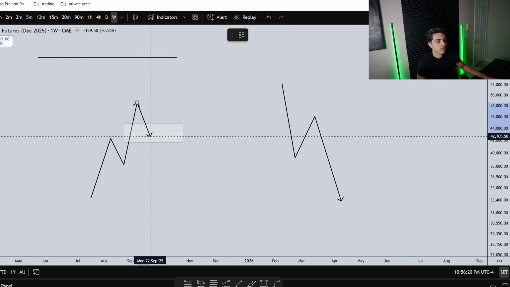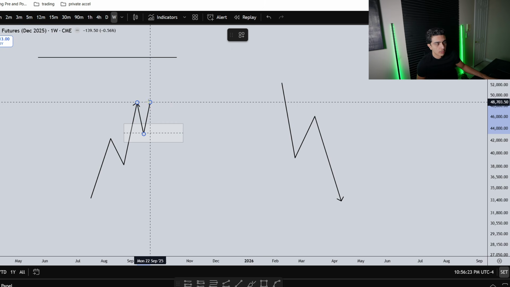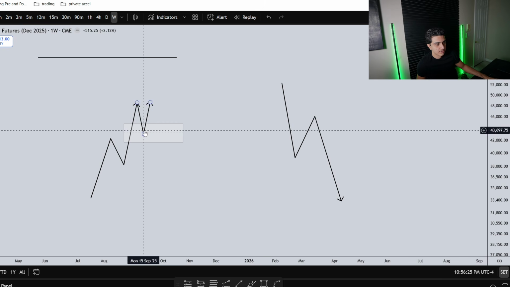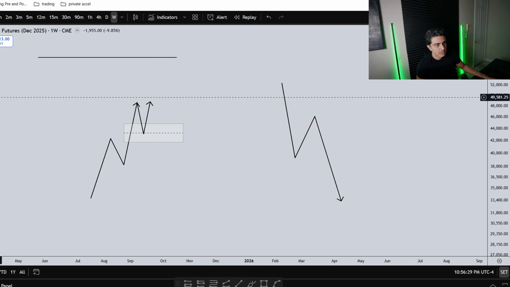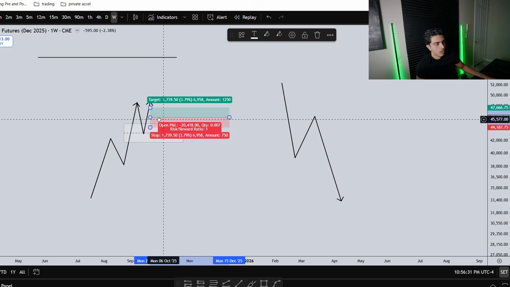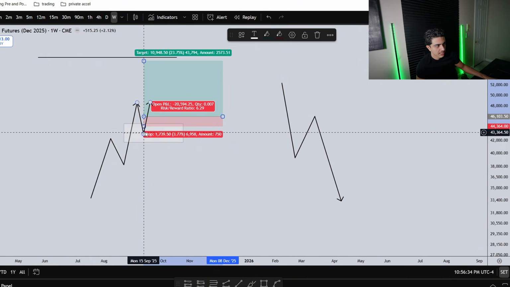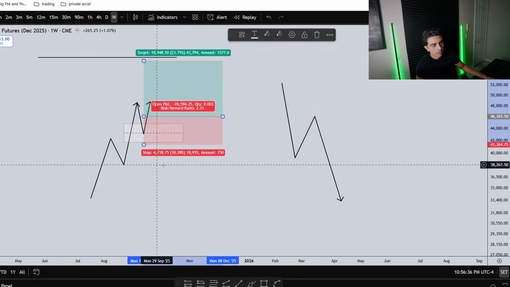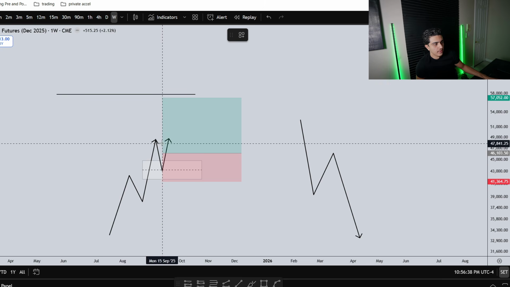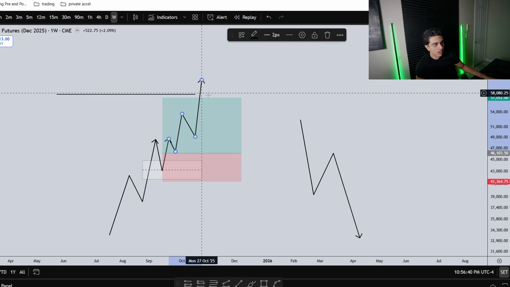We're looking for a rebalance back into the PD array, with some low time frame confirmation right here that this PD array is getting respected. We get some displacement back up. Then from there, we're taking our entries, we're targeting that next draw on liquidity, and our stops would go below the PD array that we're looking at. And then from there, price ends up running up to that draw.